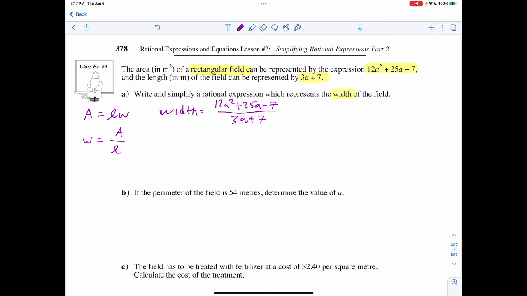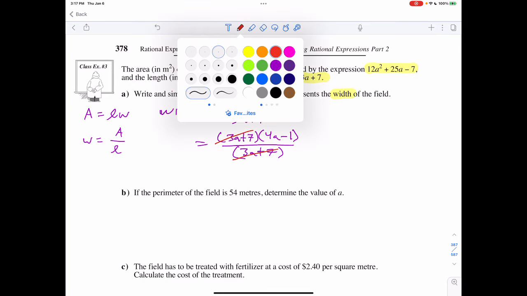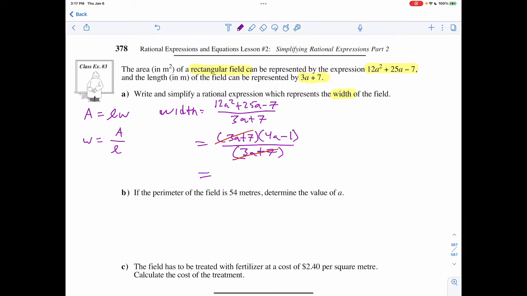I'm going to fully factor down that numerator. And when I factor down the numerator, I get 3a plus 7 and 4a minus 1. And I can't factor down the denominator at all. And when I cancel out the common factor, being the length, I wind up with my width, which is just the 4a minus 1.